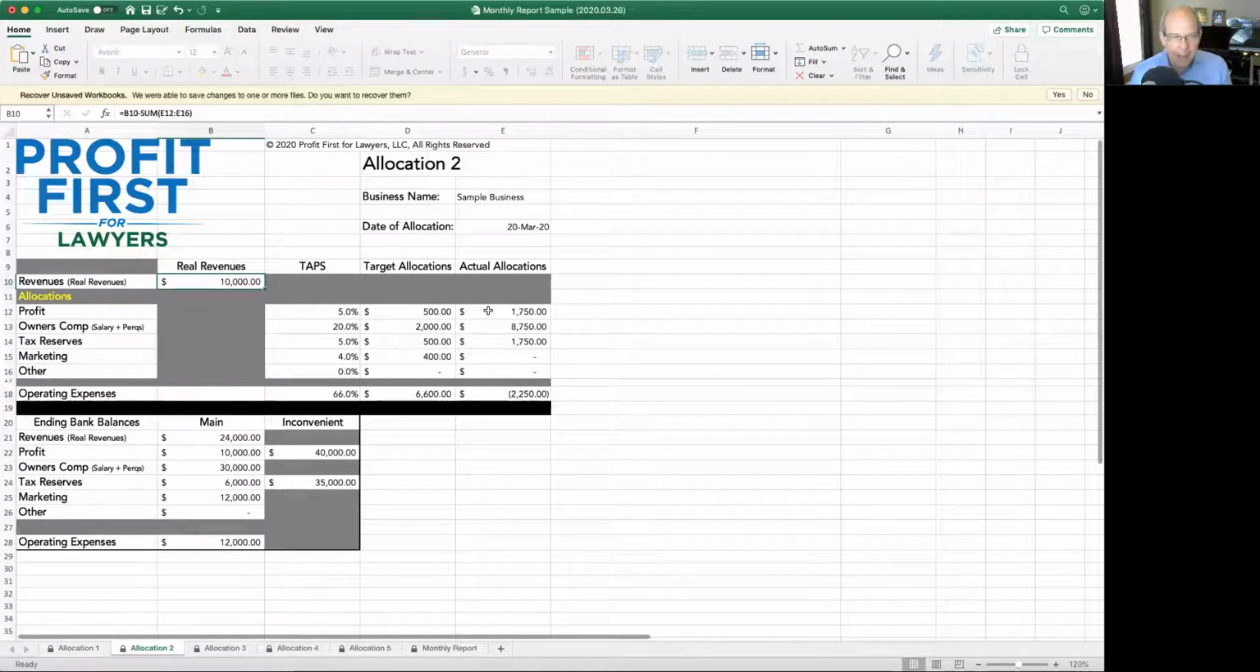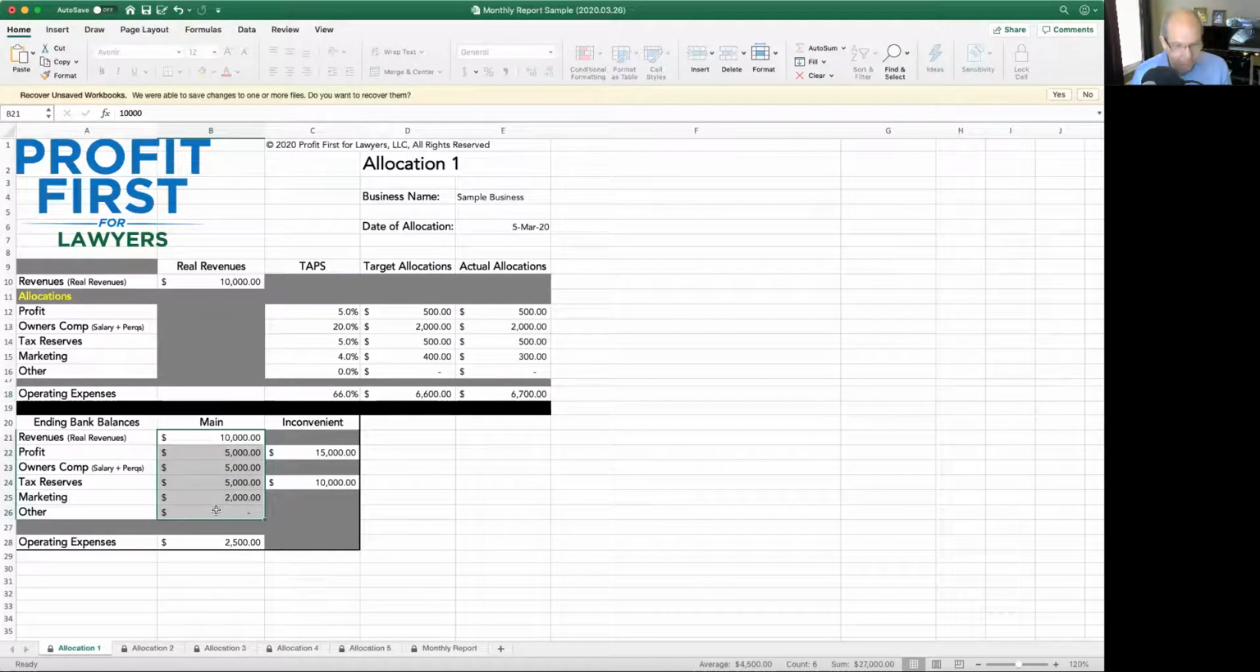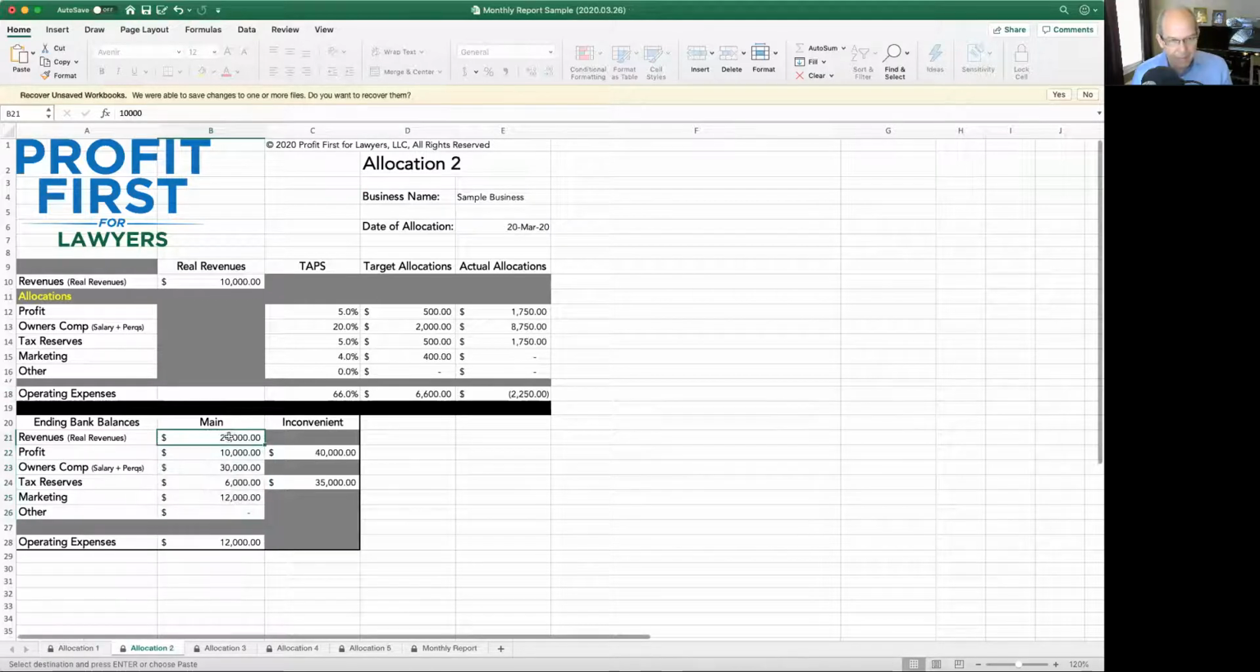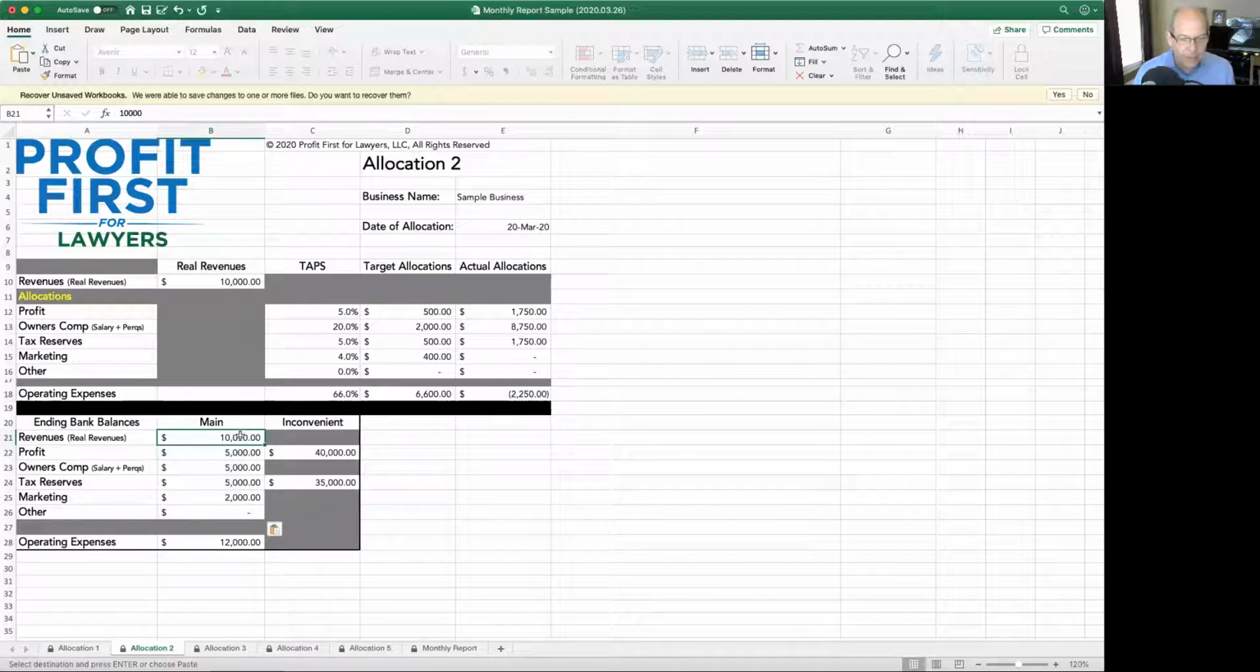Sorry about that. So allocation two, we have, again, $10,000 come in the door. Our target allocations, our ending bank balances, of course, are going to be different. Let's just remember real quick what they were. You're not going to do what I'm about to do because you have to put your real numbers in. But in our example, we don't have any real numbers. So we're just going to say that now our revenues account has $10,000 in it again. Our profits have the original $5,000 plus $1,750. So we should have now $6,750 in there.